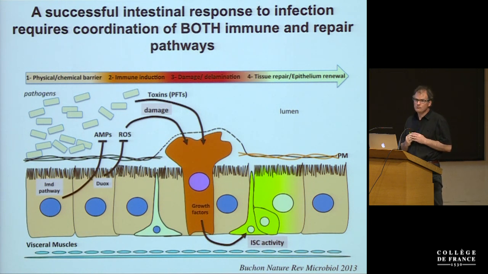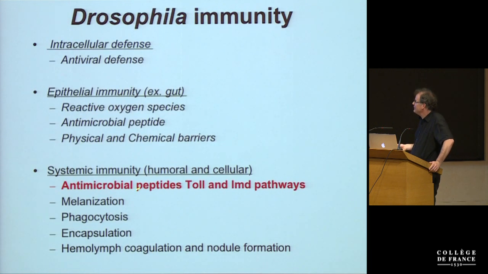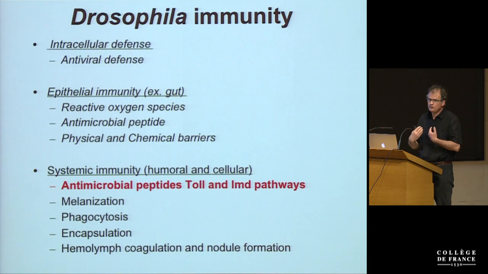If you guess what is the most important, is it immunity or epithelial renewal? In fact, in the gut, epithelial renewal, which refers to disease tolerance, if I come back to the previous talk, is more important to survive infection. Now I will move to what is called systemic immunity. So systemic immunity refers to immunity in the body cavity of the flies.